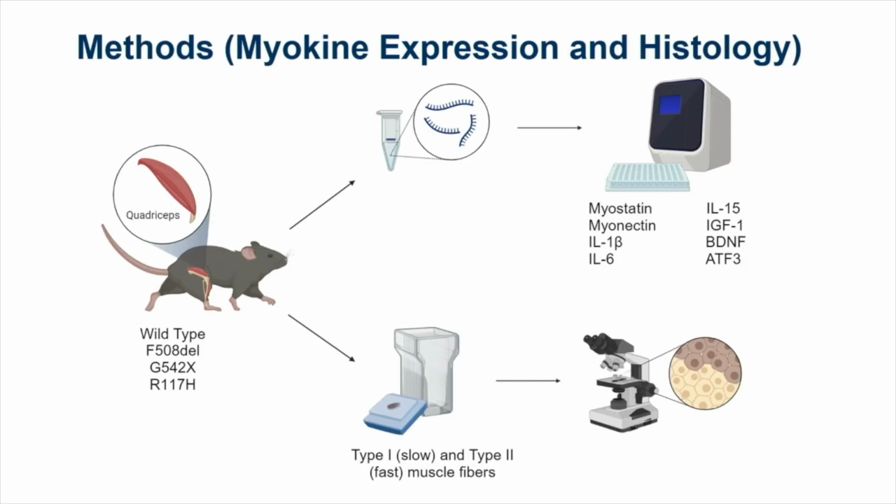So with our mouse models in hand, we wanted to profile myokine expression and histological differences that are present in the skeletal muscle. So we took our wild-type, Delta F, G542X, and R117H mice, and we harvested the quadriceps from these animals. Utilizing the quadriceps, we either isolated the RNA and performed qPCR to look at a wide variety of myokines, or we took the quadriceps, fixed it, and performed immunohistochemistry to look at the distribution of type 1 and type 2 muscle fibers.